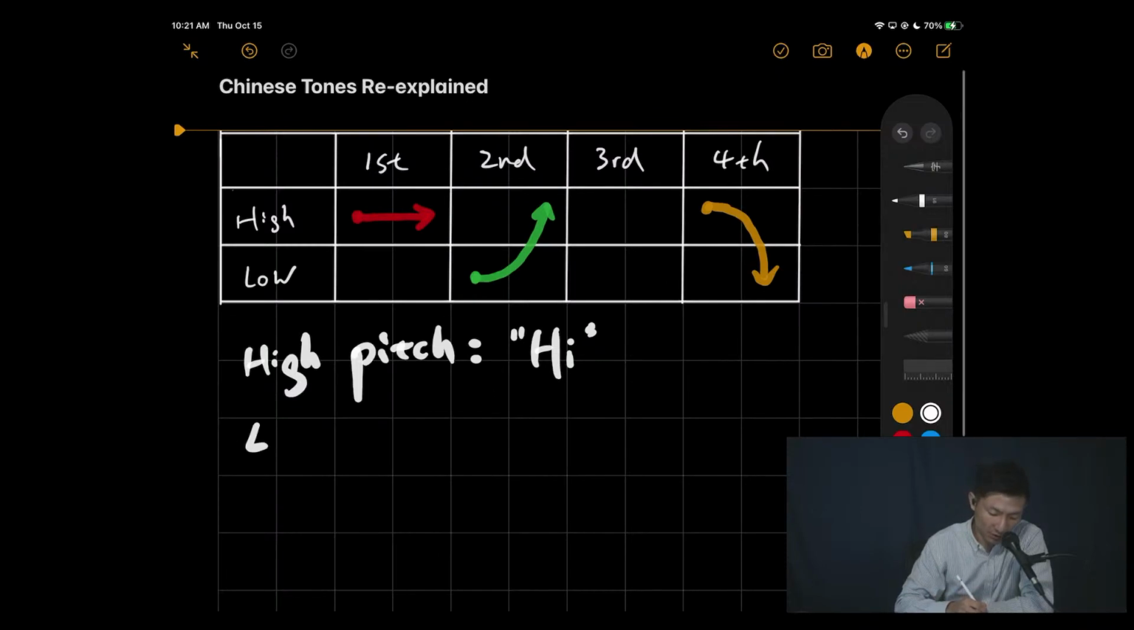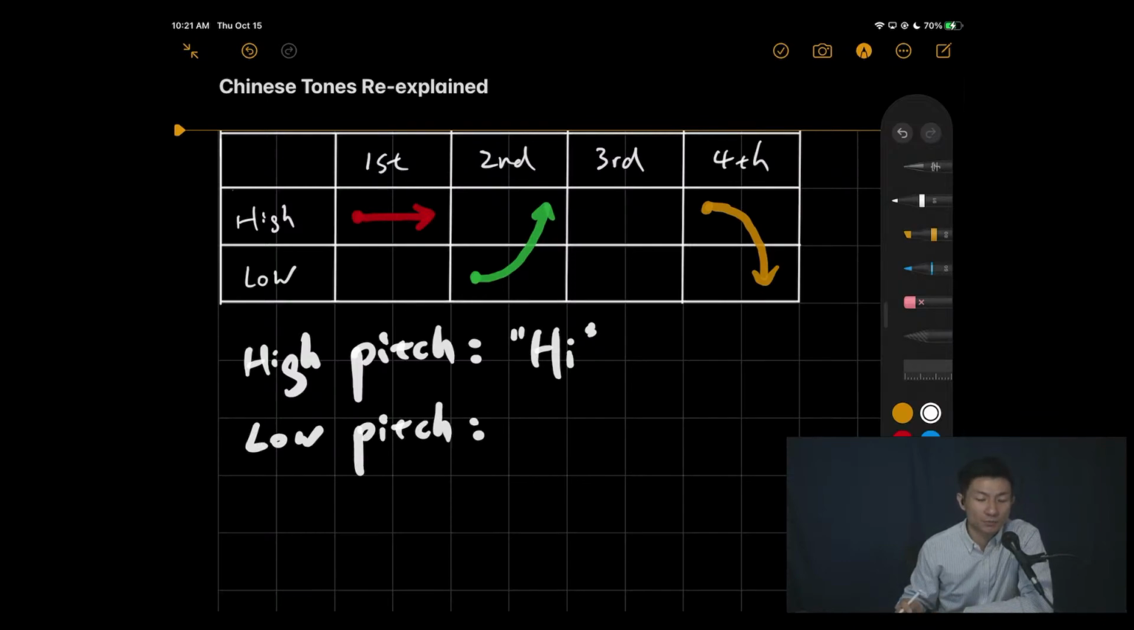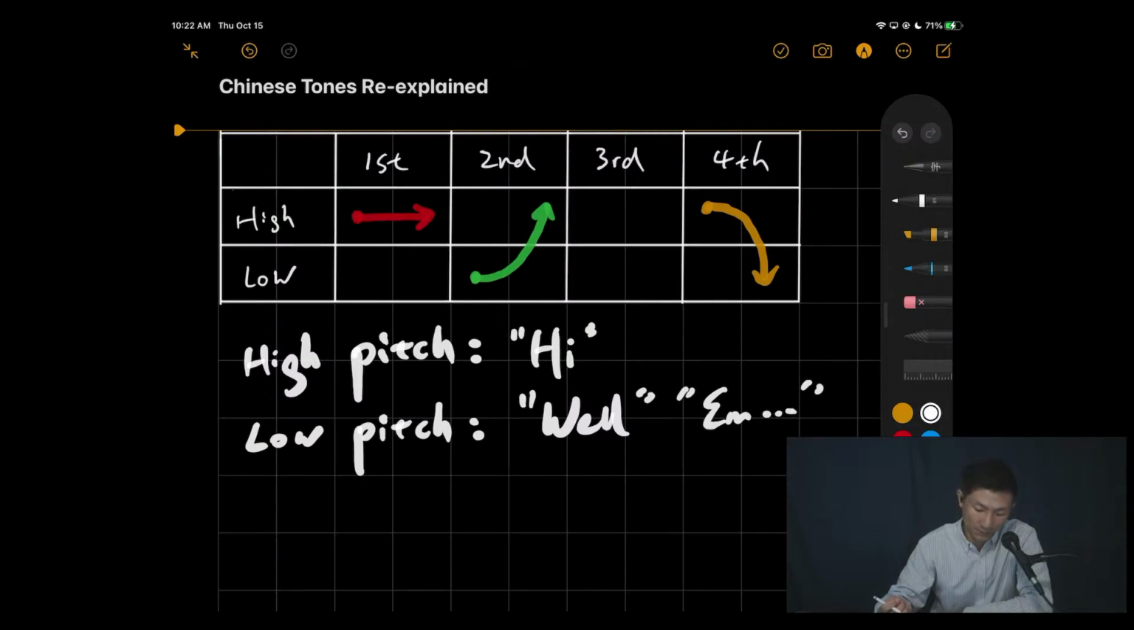And what is a low pitched sound? Low pitched sound you can use in English like "well", or "bruh". That's kind of like your natural low pitched sound, and so you can use that as a reference. All right, so any questions so far? All right, so that is a low pitch sound.